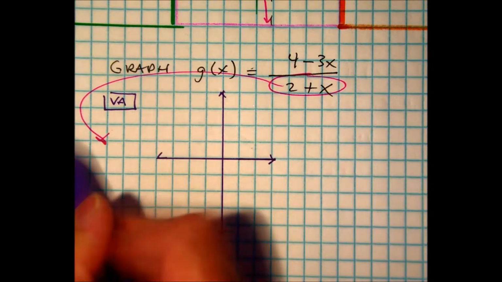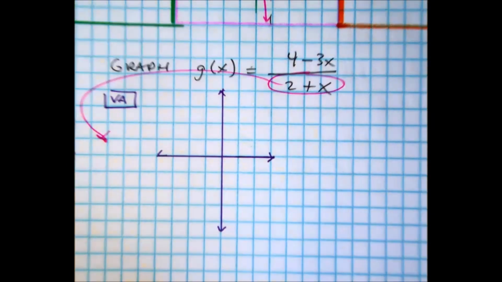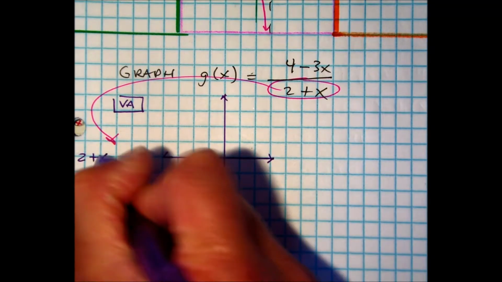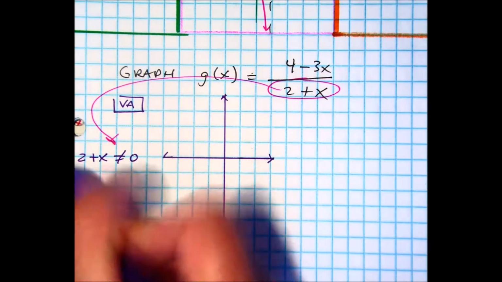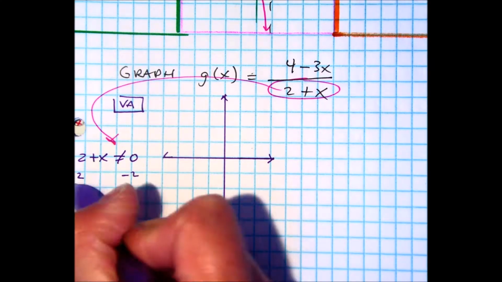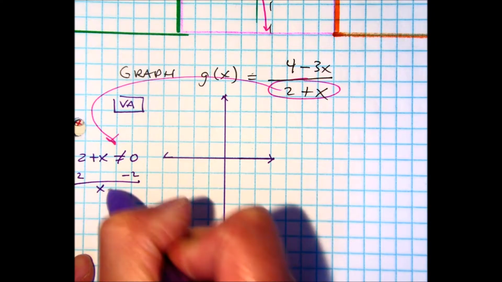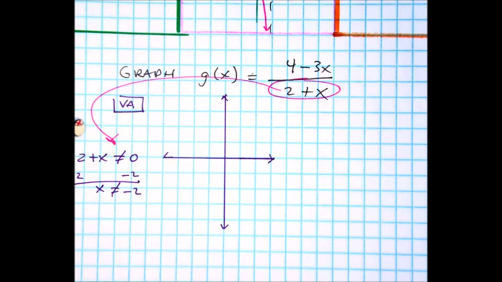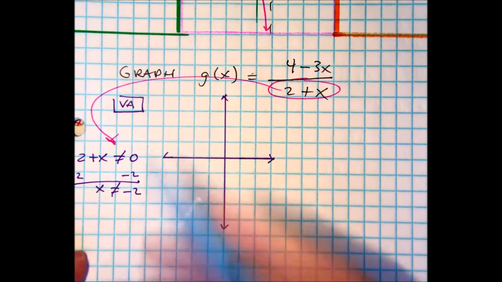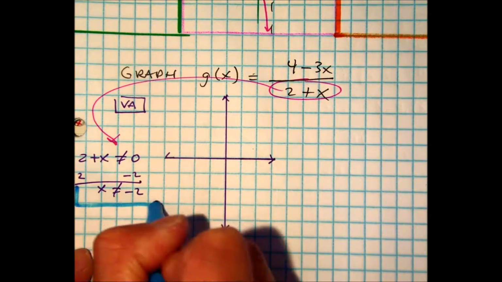So I have 2 plus x is not equal to 0. I subtract 2, or treat that like an equal sign. So this tells me that x cannot be negative 2.